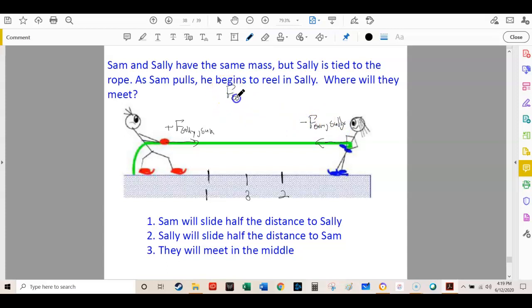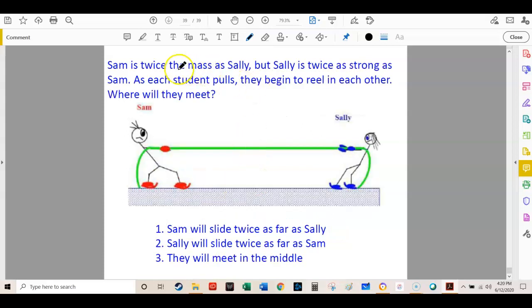You have the force of Sam on Sally is equal to the force of Sally on Sam in the opposite direction. This is the mass of Sam times the acceleration of Sam, and that's equal to the mass of Sally times the acceleration of Sally. And since their masses are the same, those two are going to drop out. So essentially Sam's acceleration again is going to be equal to Sally's acceleration, which means they're going to meet at 3, right in the middle.